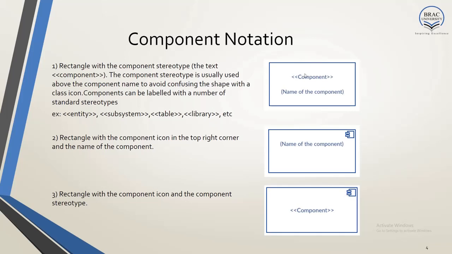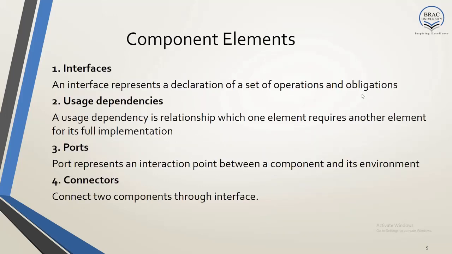The stereotype represents the type of component we are talking about, and each component can be labeled with multiple stereotypes. Other types of stereotypes are entity, subsystem, table, library. All these are different stereotypes. We can use them alternatively, or you can use multiple stereotypes within a component to describe the type of the component.